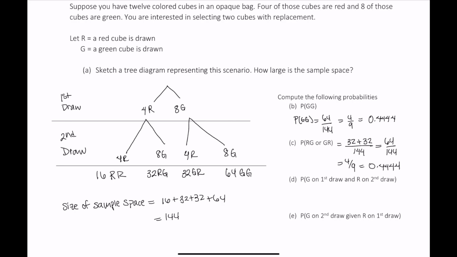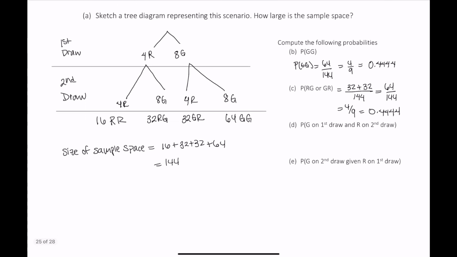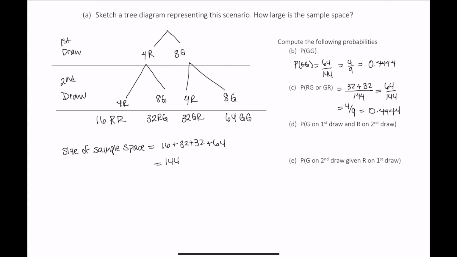Okay, let's look at part D. So for part D, we want the probability of getting a green on the first draw and a red on the second draw. So this is the probability of a green on the first draw, then a red on the second draw. So green would be here and a red would be here. There are 32 ways to do this out of 144. So this reduces to 2 over 9, which is 0.2222.